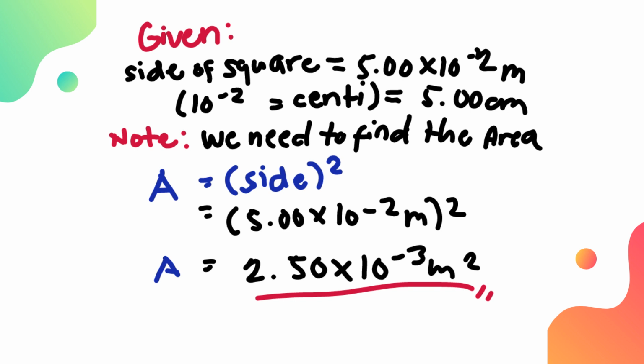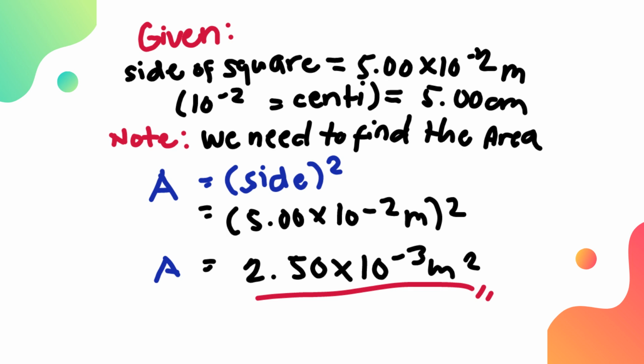And take note that times 10 raised to negative 2 is the equivalent value of centi. So we can also write this value as 5.00 centimeters. Times 10 raised to negative 2 is centi, so it is centimeter. Now, take note that it is the measurement of the side of a square.